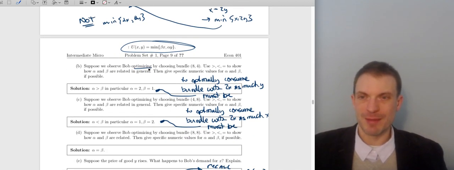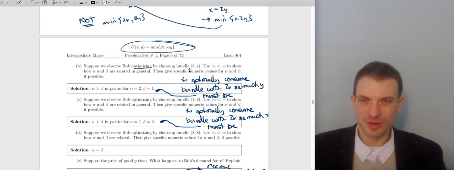Suppose we observe Bob optimizing by choosing bundle 8, 4. How are alpha and beta related? Well, to optimally consume a bundle with twice as much y, it must be the case that alpha is bigger than beta.